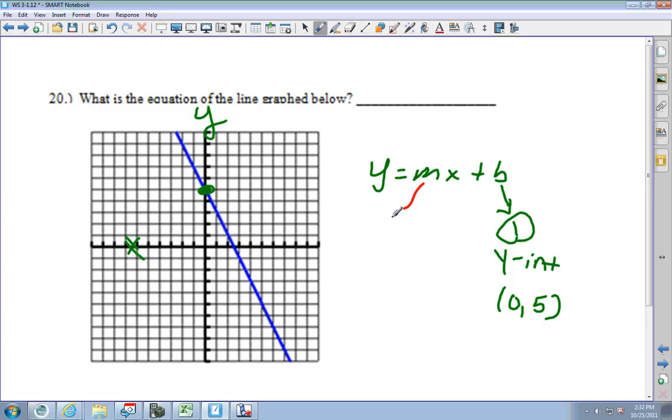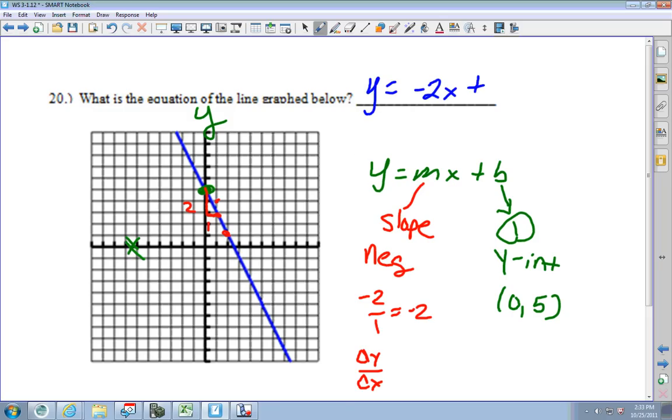This number right here is my slope. My line is decreasing, so I know it's going to be negative. Okay? So now to find it, I'm going to go down 1 and over 1. Nope, not quite on the line. Down 2 and over 1 works. Let's check it again. Down 2 over 1. Yep. So I have down 2 over 1, negative 2. Remember, it's delta y over delta x. So my equation, y equals negative 2x plus 5.